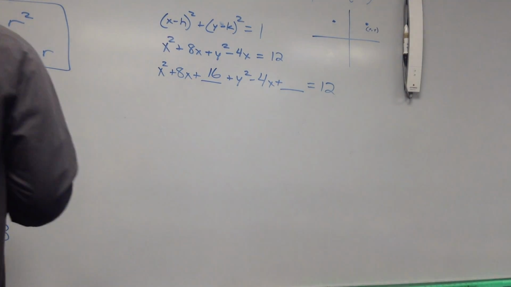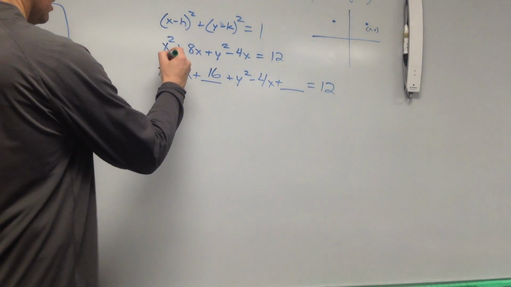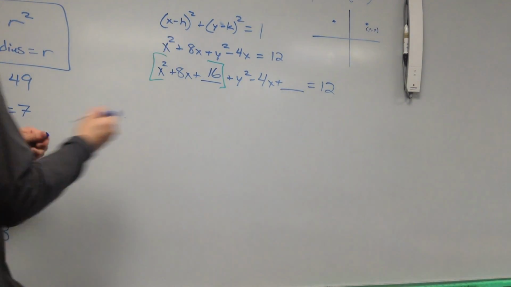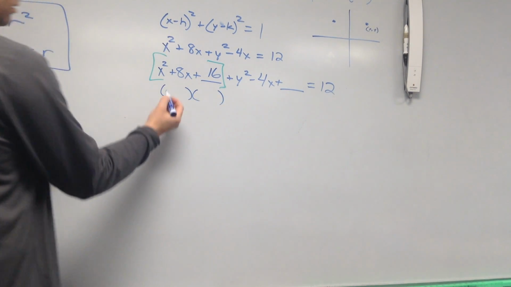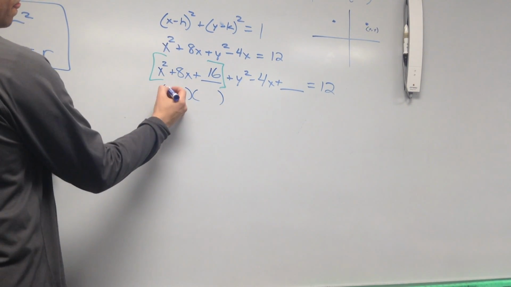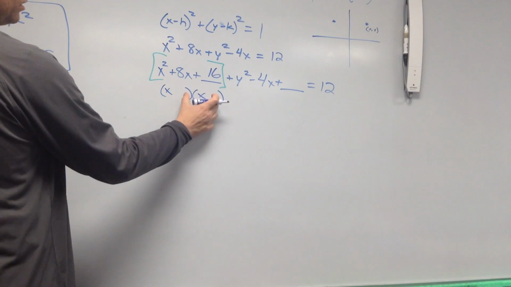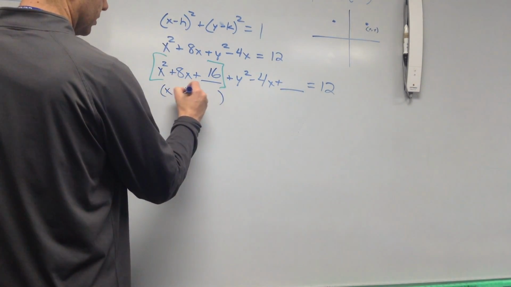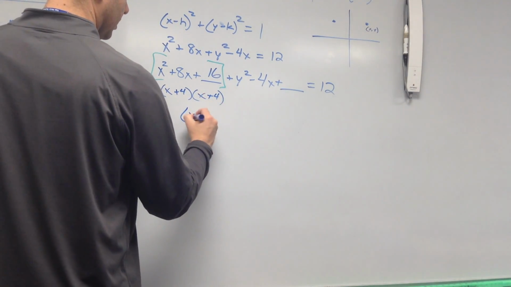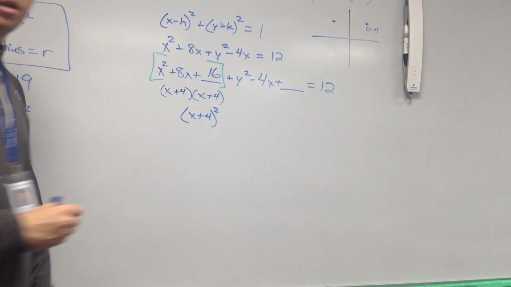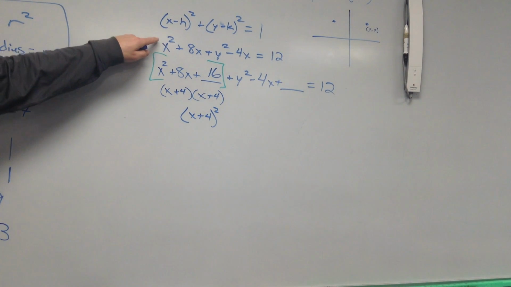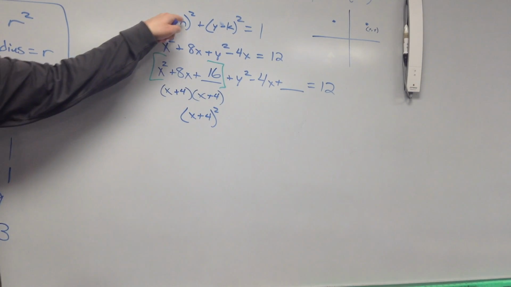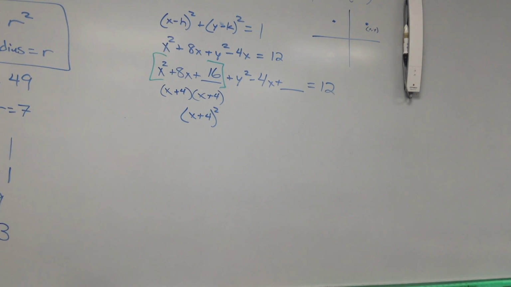Okay, because by doing that, I have created a perfect square. This is a perfect square, because if I were to factor it, what times what gives me x squared? x times x. And what two numbers multiply to 16 and add to 8? 4 and 4, right? So (x + 4), which would be (x + 4) quantity squared. So I have taken this and created this, which is awesome, because if I can create perfect squares, it's starting to look more like a circle formula.